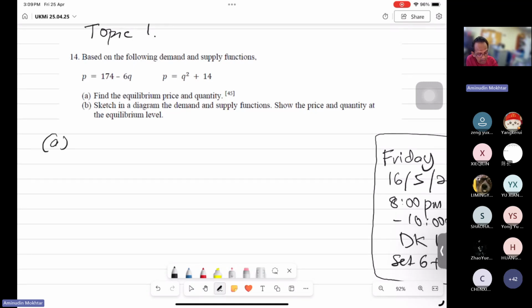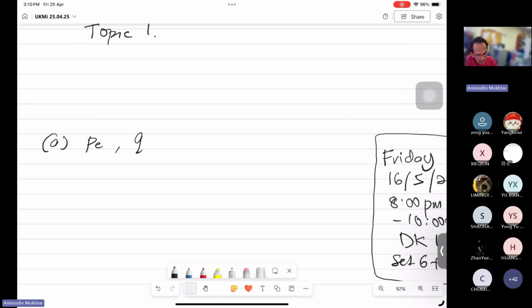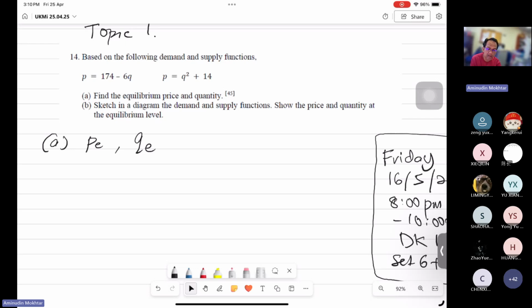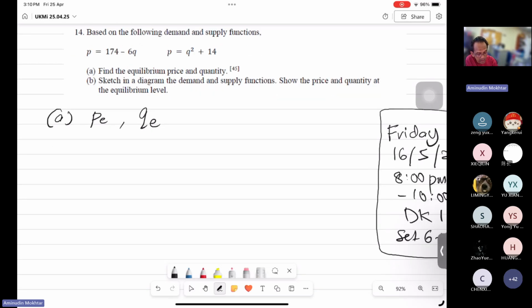Equilibrium price is PE, and then we also need to know what is QE, the equilibrium quantity, the amount at the equilibrium level. Okay. So what is equilibrium? How to find the equilibrium point? At the equilibrium point, demand equal to supply. What is demand? Demand is represented by the demand equation, whereas supply is represented by the supply function.